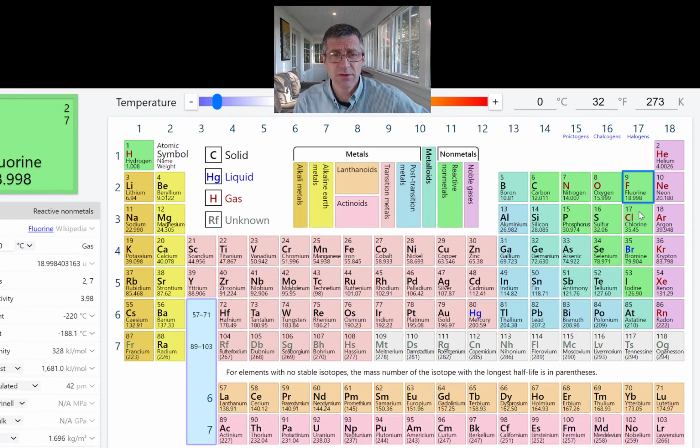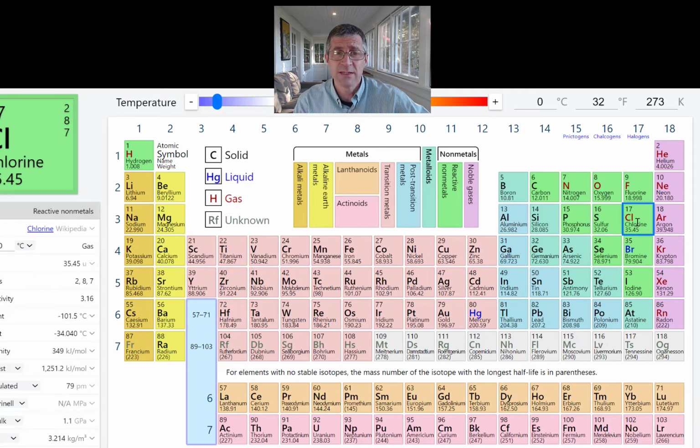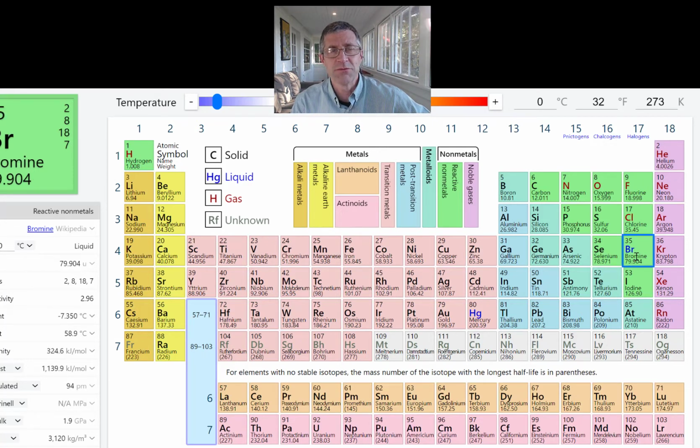So fluorine has 7 valence electrons, it'll gain 1. Chlorine also has 7 valence electrons, it'll gain 1. Bromine, guess what? 7 valence electrons, it'll gain 1. So this whole group, we'll call it the halogens, is highly reactive because they really are scavengers for electrons. They're desperate to have 1 more electron, so then they'll be in a stable state.